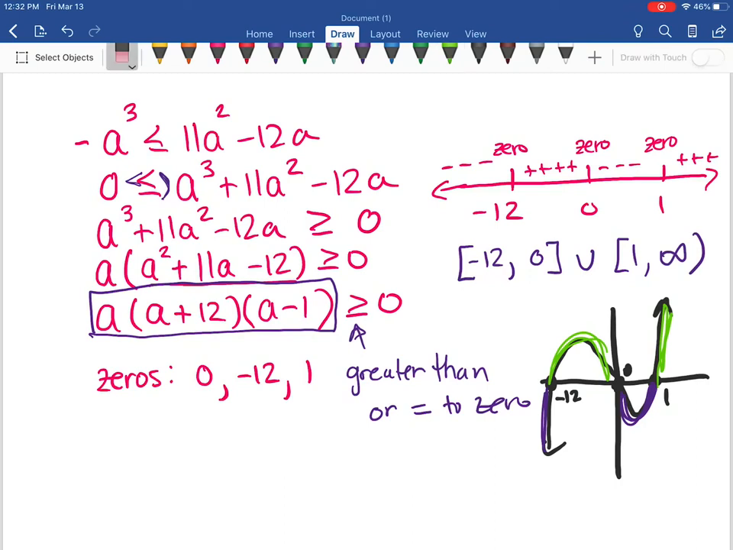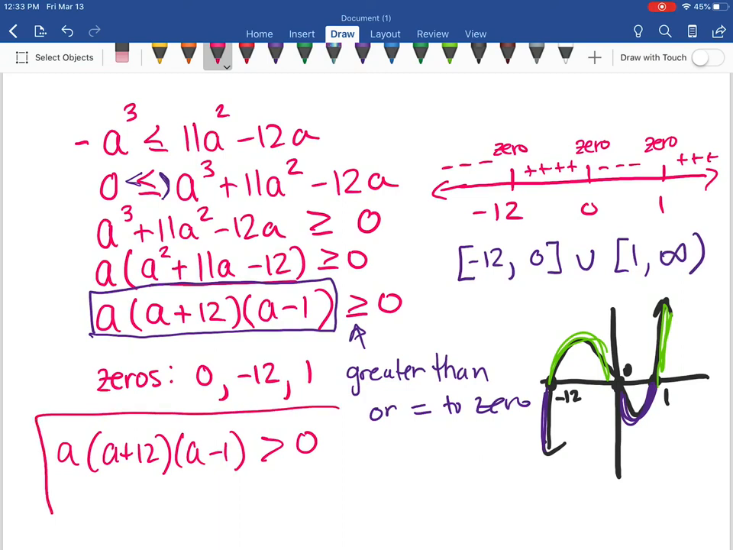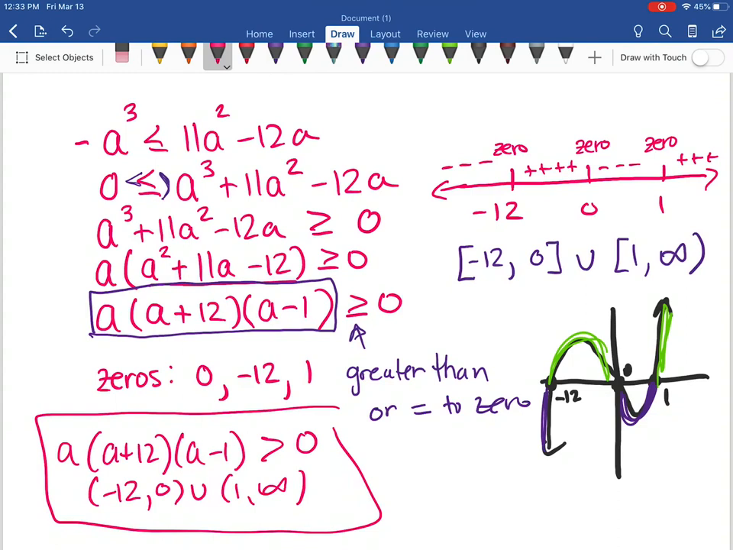Now, the only difference, if I had changed my question to a times a plus 12 times a minus 1, and if I just said I want it to be where it's greater than 0, I would not include my zeros. So the only thing that would change if this was my question is I would use parentheses where my zeros are, because I don't want to include where x equals 0. So I would have this. So it really depends on whether it's asking you for positive or negative, and then whether or not you want to include the zeros.